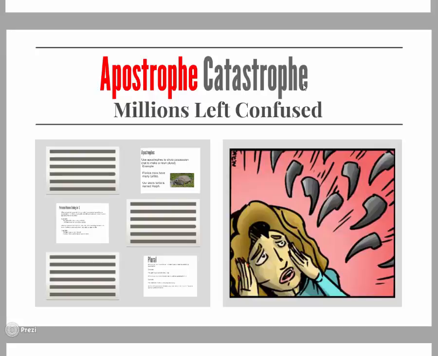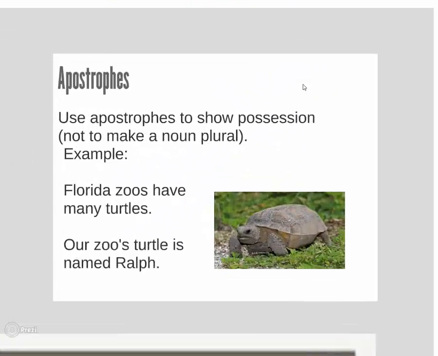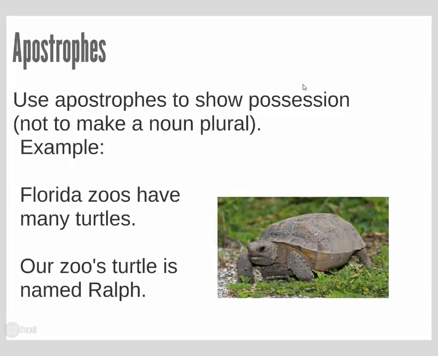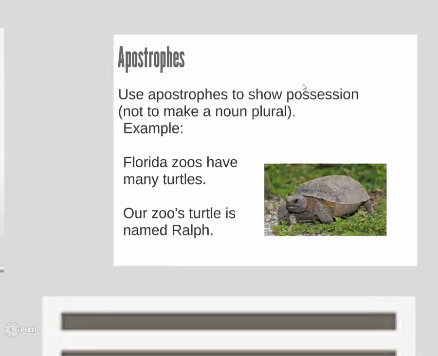Next, apostrophes. Apostrophes are used to show possession, not to make a noun plural. So, Florida zoos have many turtles. First, our zoo's turtle is named Ralph. In the first example, we have many zoos. In the second example, we have a zoo that owns a turtle. So, apostrophes are used to show possession.